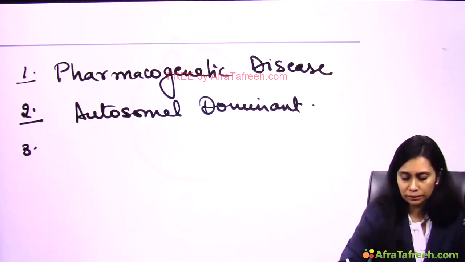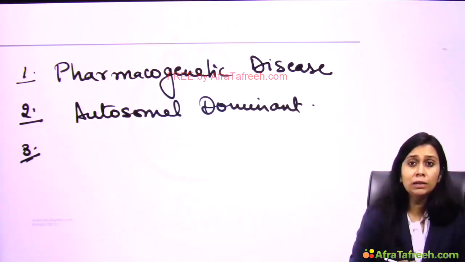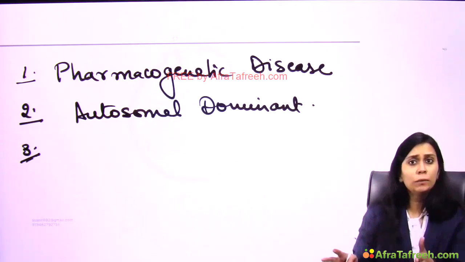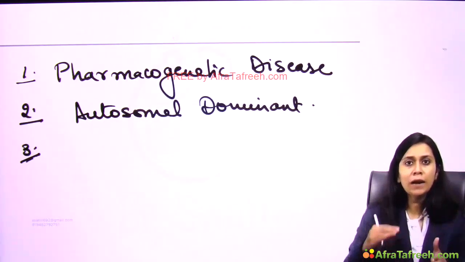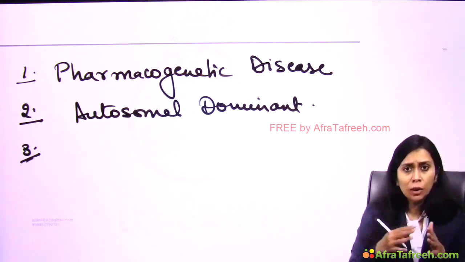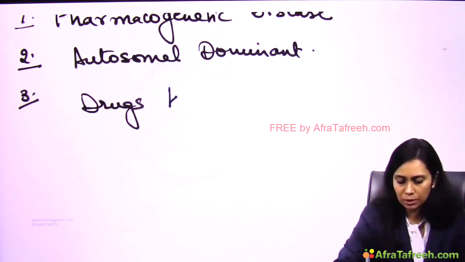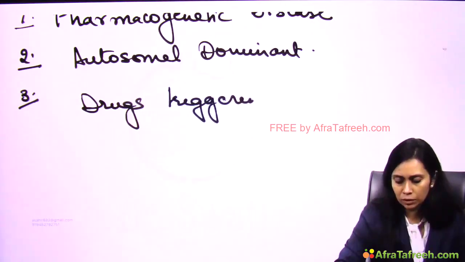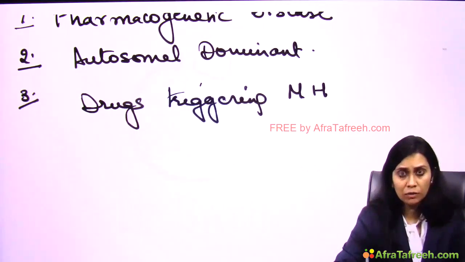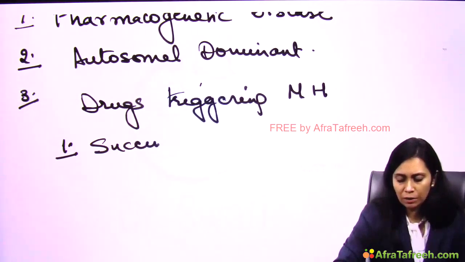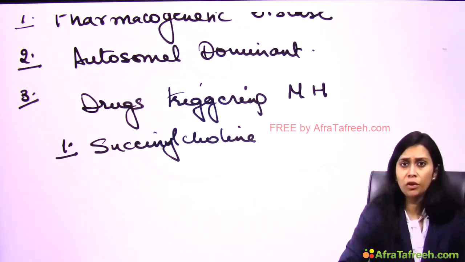Okay, third. Guys, drugs triggering this gene. This gene present even in autosomal dominant form would not be active until and unless we have exposure of these drugs. So what are the drugs which trigger malignant hyperthermia? Drugs triggering malignant hyperthermia. I'm writing MH for malignant hyperthermia from now onwards. Okay. Number 1, succinylcholine, a depolarizing neuromuscular blocker, which I will discuss in neuromuscular blocker. Most potent trigger of malignant hyperthermia.